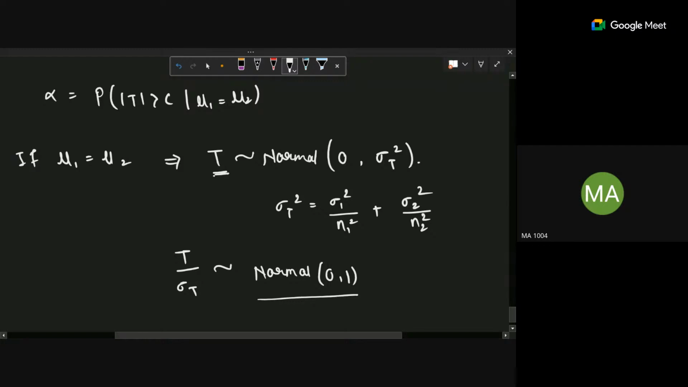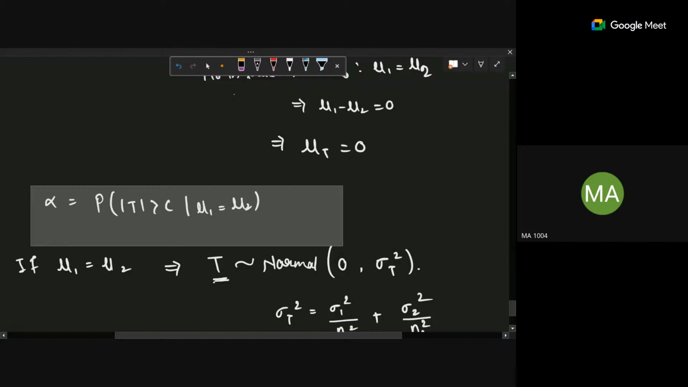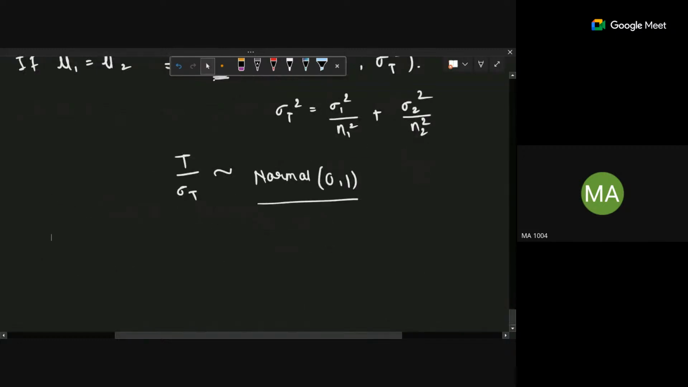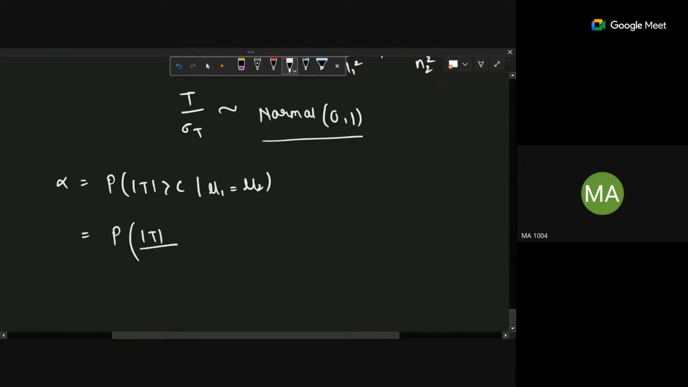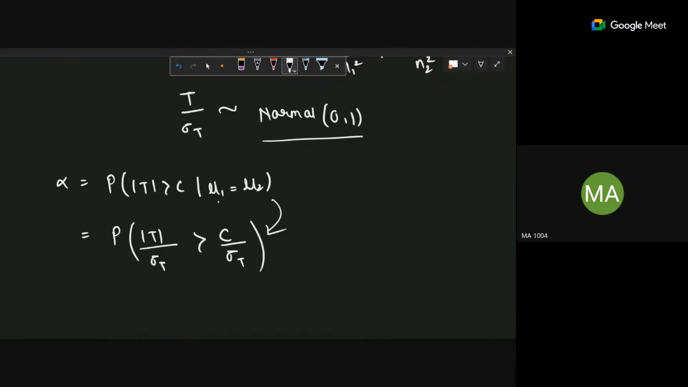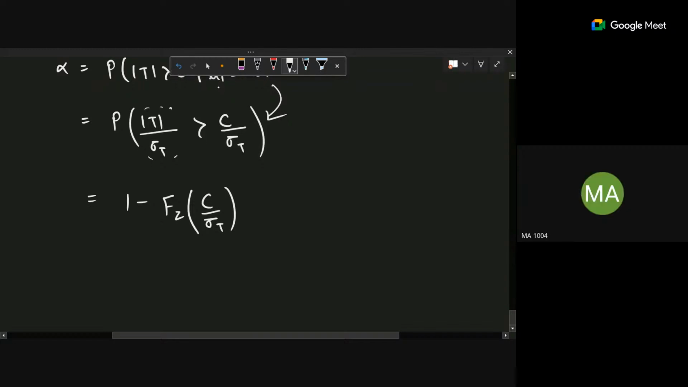Again, if we have anything following a normal distribution with mean 0 and variance 1, we can use that z test, right? From this alpha value, if I use that type 1 error and calculate it, this is nothing but the probability of modulus t greater than c, that is, modulus t by sigma t greater than c by sigma t. As both the means are equal, this part follows a normal distribution with 0 mean. So can I write it as 1 minus the z distribution function of c by sigma t? Is it fine?